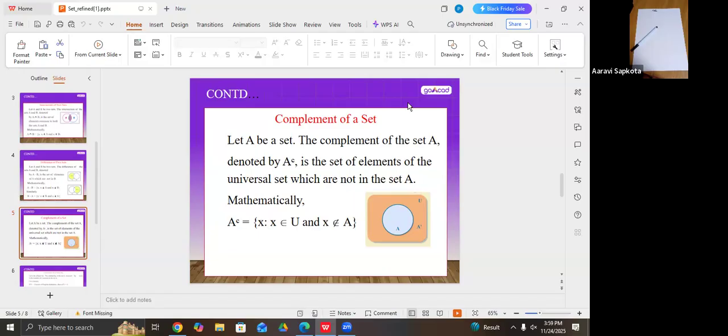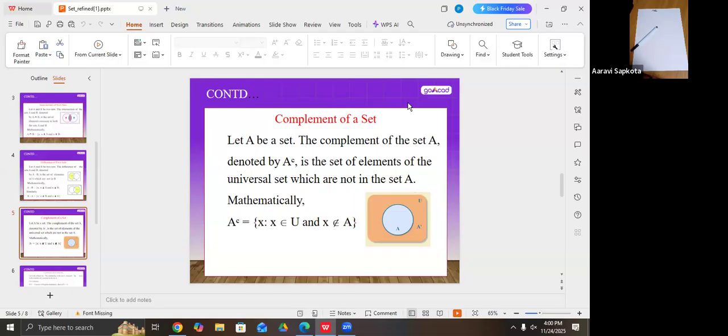So if A is a set, then the complement of the set A is the set of those elements of the universal set which are not in A. That is, A complement is the set such that X belongs to U and X does not belong to A. So we can compare it with the difference. If we think of complement as U minus A, then that will be the same. So A complement and U minus A are the same.